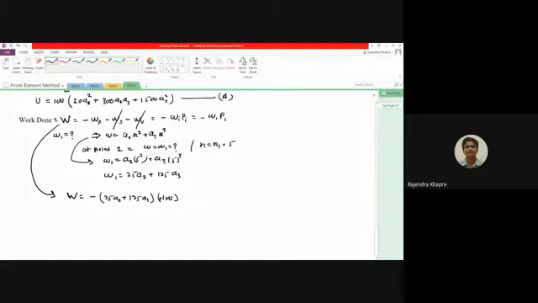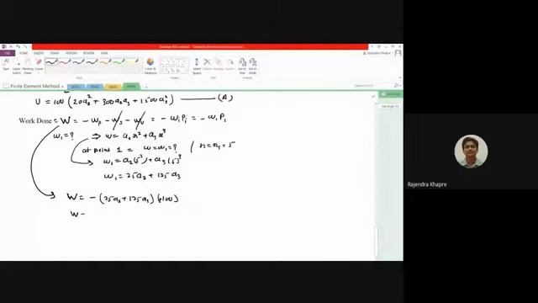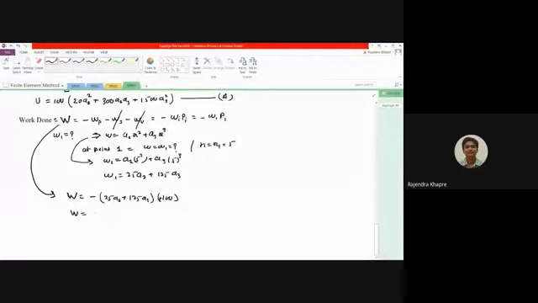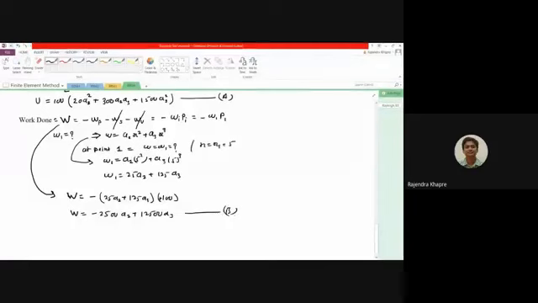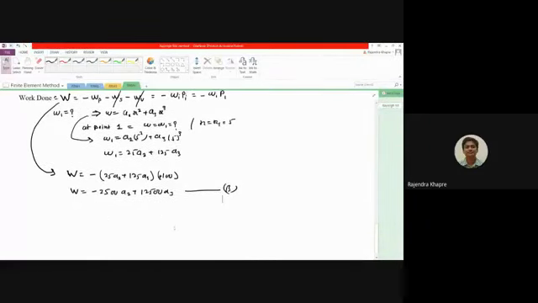If you rewrite this expression, the value of w will now become something like minus 2500 times A2 plus 12500 times A3. So this is the expression for the work done. I hope this is clear to everybody. Now coming to the total potential energy. Sir, minus 125. Oh yeah, it should be minus, correct.